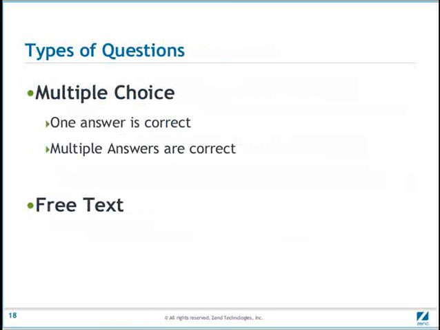So, types of questions on the exam. There are 3 different types. You will get either a multiple choice question where only one answer is correct, or sometimes there are multiple answers that are correct. And those will be pointed out on the exam itself when you get to the question. And then there will be a couple of free text questions where you will actually need to type in the answer. And we'll give you an example of those here coming up.